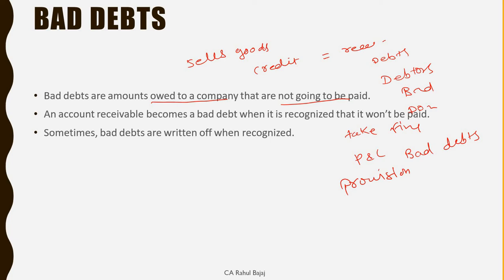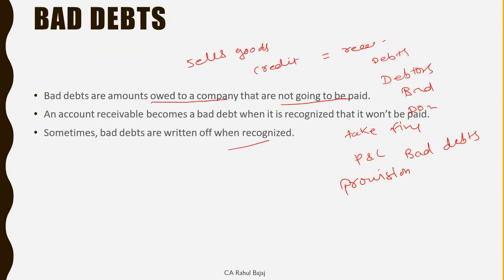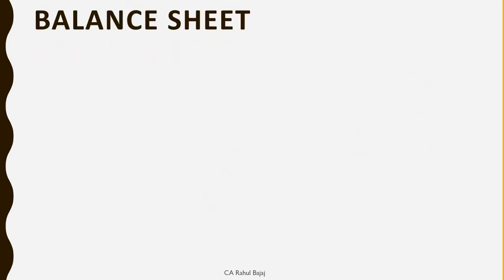Sometimes bad debts are written off when recognized. That means when you are not getting paid, you have to write it off the receivable balance, and you have to take the hit to your statement of profit and loss.